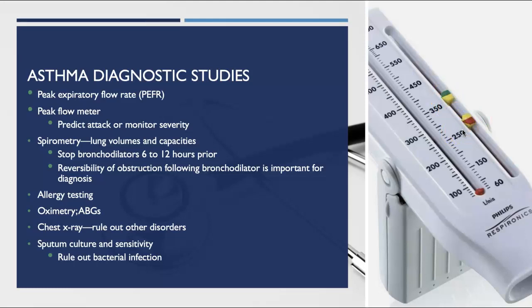A spirometry is when it checks for lung volumes and capacities. Patients need to stop their bronchodilators 6 to 12 hours prior to, and what we're looking for is to see if there's some reversibility of obstruction once we've given a bronchodilator. That helps give us that definitive asthma diagnosis.